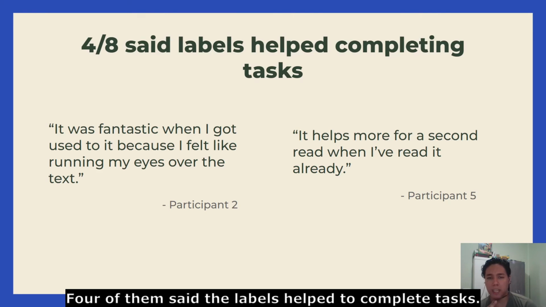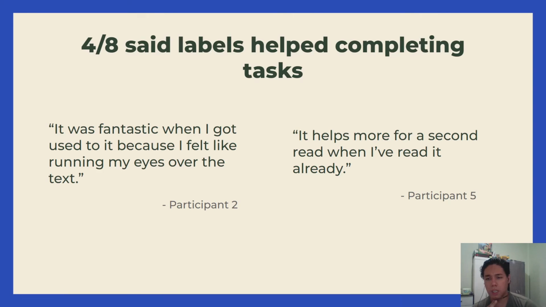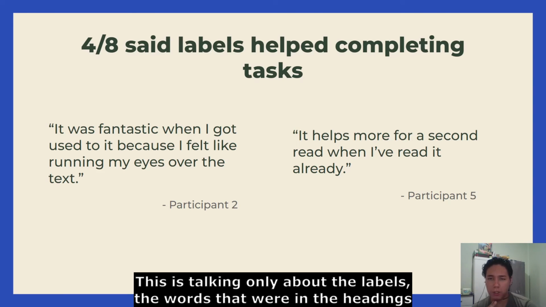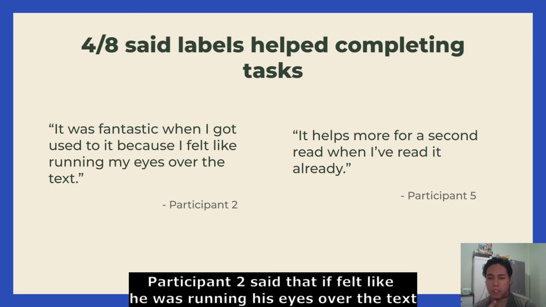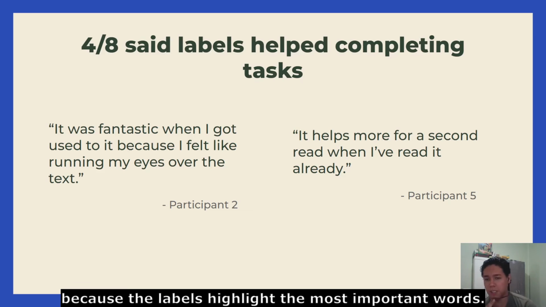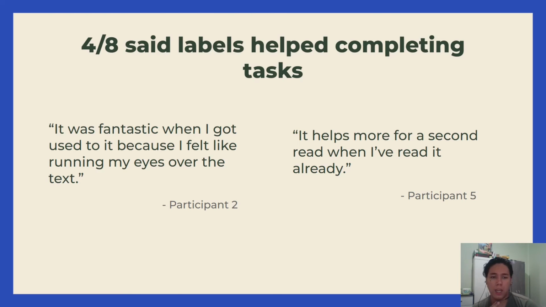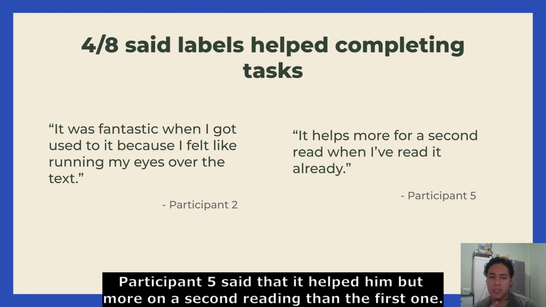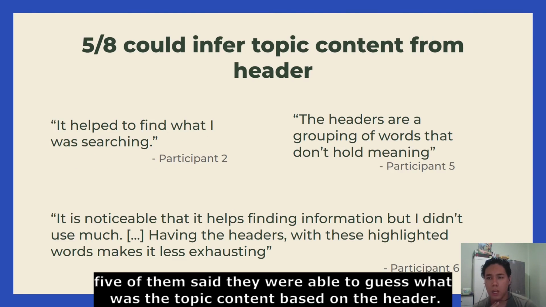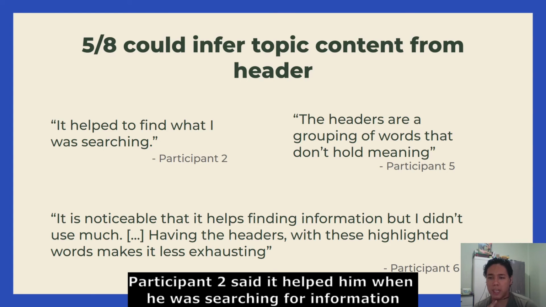For the participant feedback, we did an interview with them at the end of the user study, and 4 of them said the labels helped when they tried to complete tasks. This is talking about only the labels, the words that were in the headings. Participant 2 said that he felt like he was running his eye over the text because the labels highlight the most important words, theoretically. And participant 5 said that it helped him, but more for a second read than the first one. 5 of them said that they were able to guess what the topic content was based on the header. Participant 2 said that it helped him when he was searching for information.